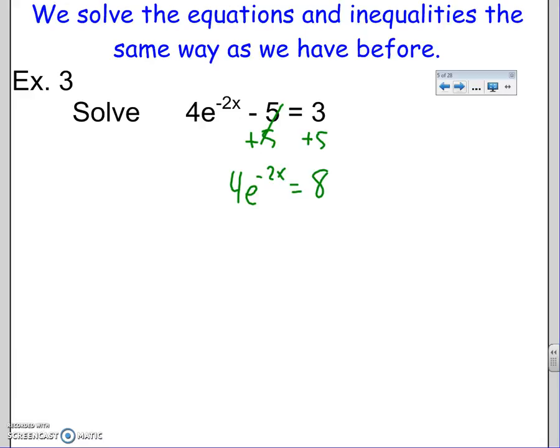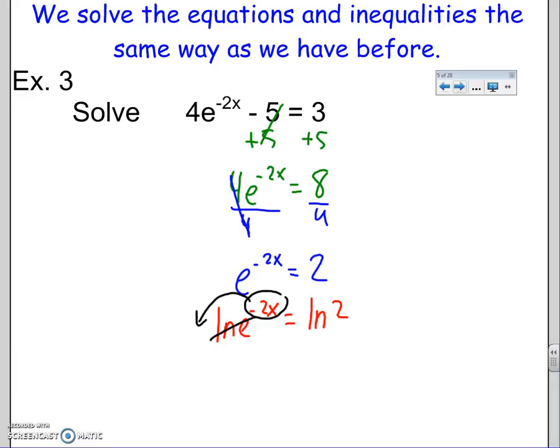All right, now I want to ln e, not ln 4, so I have to divide by 4, because that's 4 times e to the exponent. So now we're at e to the negative 2x equals 2. Now I can ln both sides. So I ln both sides, I get this. All right, remember this cancels. And this technically drops down. I have negative 2x equals ln of 2.